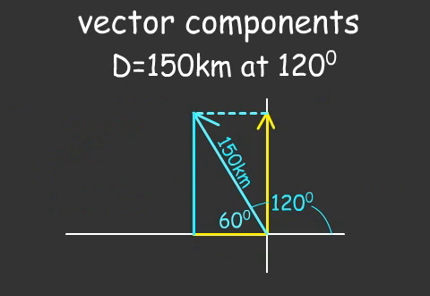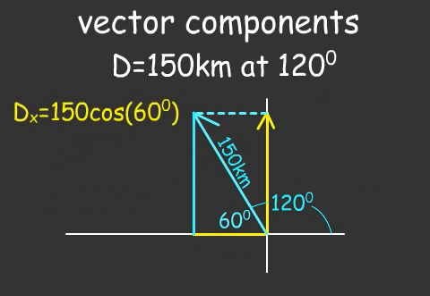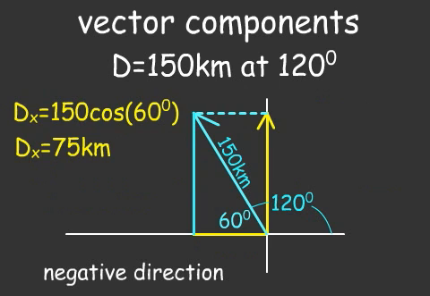When we multiply the magnitude of the vector, 150 kilometers, times the cosine of 60 degrees to get the x component, we get a positive 75 kilometers. We need to indicate its negative direction with a negative sign. The x component is negative 75 kilometers.